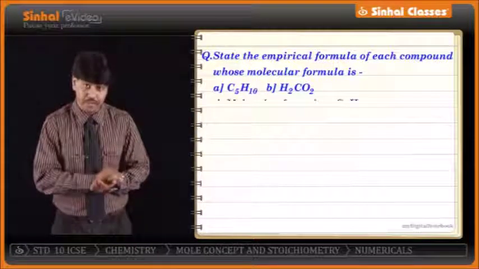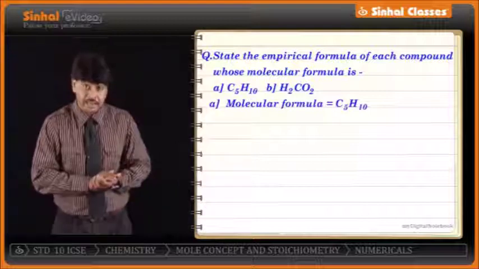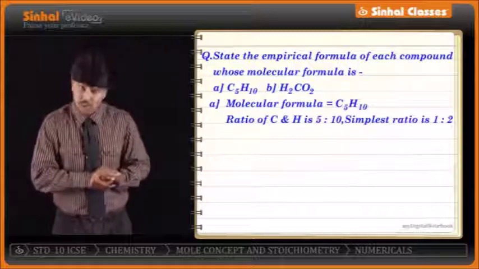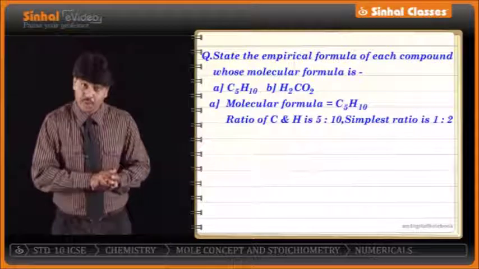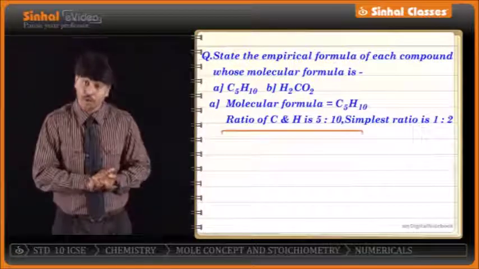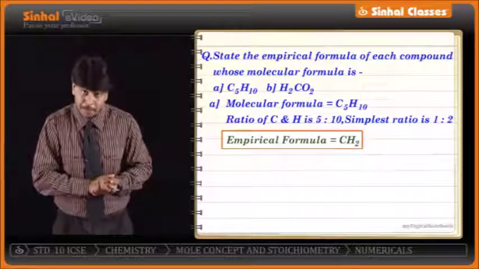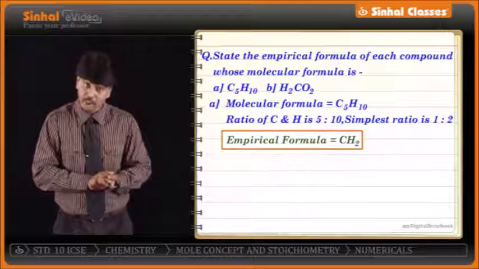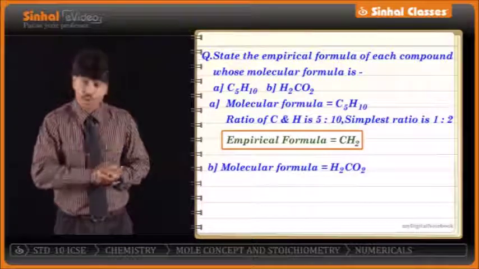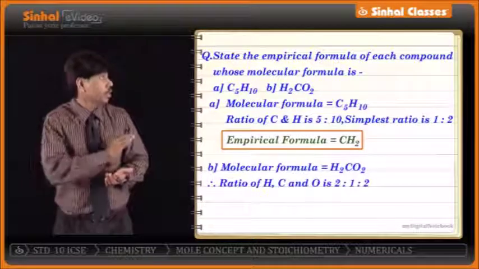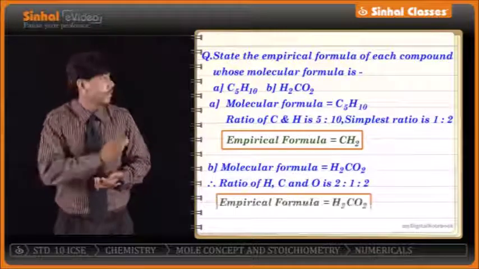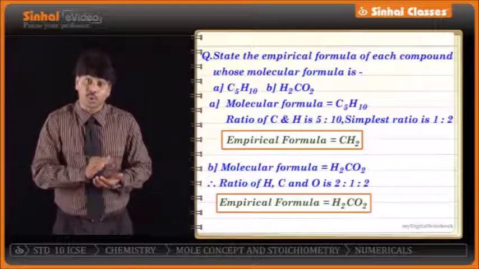Let's take the first one. The molecular formula given to us is C5H10. Therefore, the ratio of carbon and hydrogen is 5:10. Its simplest ratio will come out to be 1:2. Therefore, the empirical formula for it will be CH2. The second part, the molecular formula given to us is H2CO2. Therefore, the ratio of hydrogen, carbon and oxygen is 2:1:2. Therefore, the empirical formula will be H2CO2 itself.